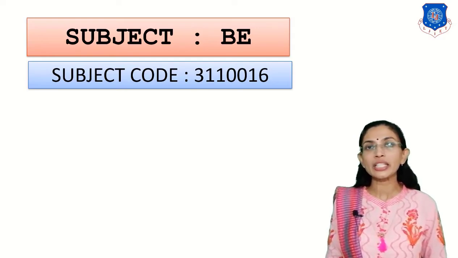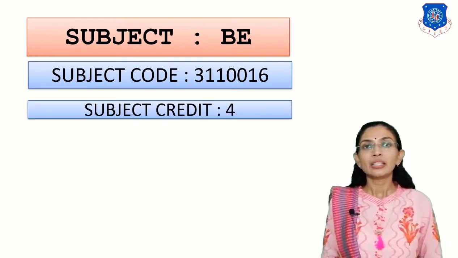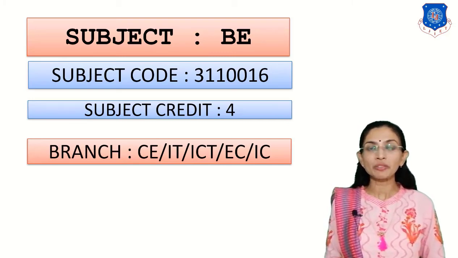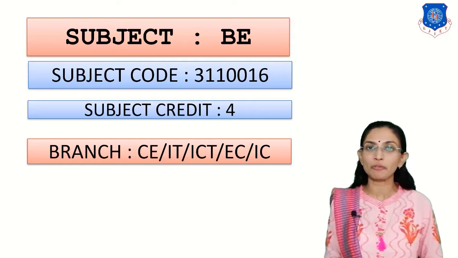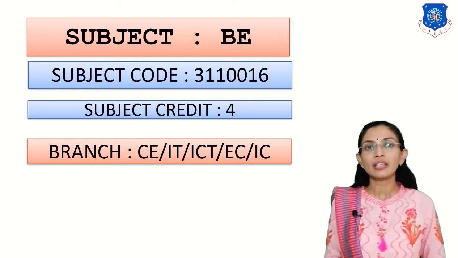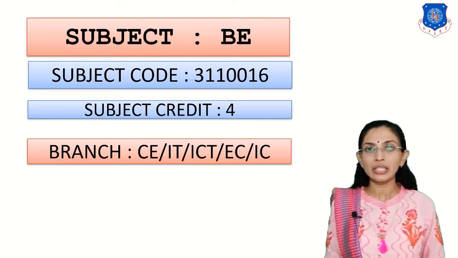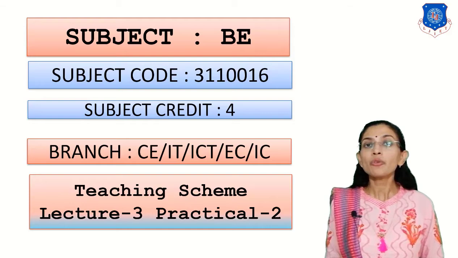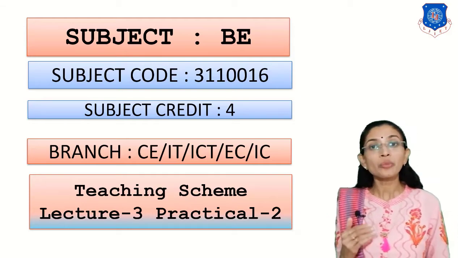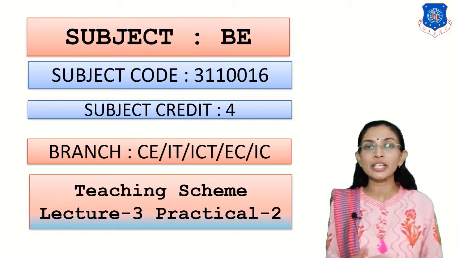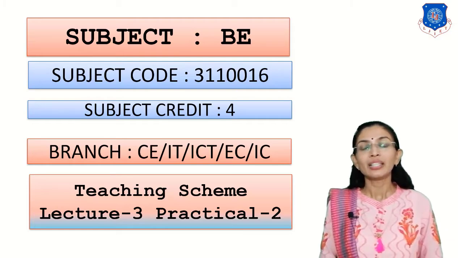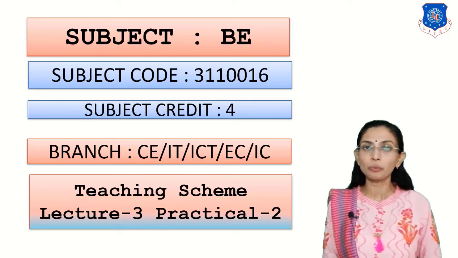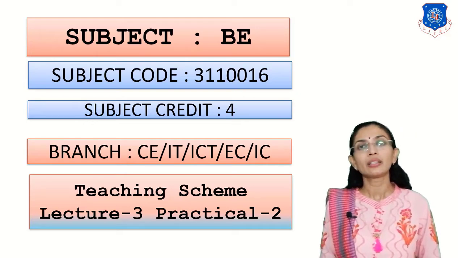The subject code is 3110016. The subject credit is 4. It is offered by the university in 5 branches in first year. Which are the branches? This subject is offered in CE, IT, ICT, EC and IC. Now what is the teaching scheme? How many lectures and how many practical sessions will be conducted per week? That is known as the teaching scheme. There are 3 lectures per week and 2 practical sessions will be conducted per week.